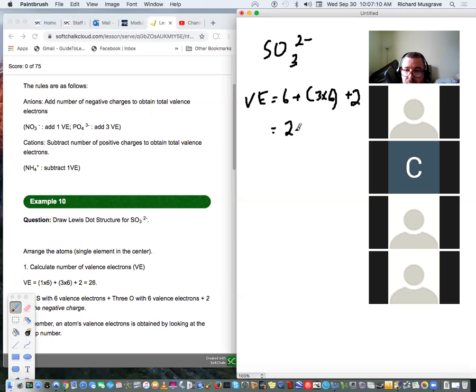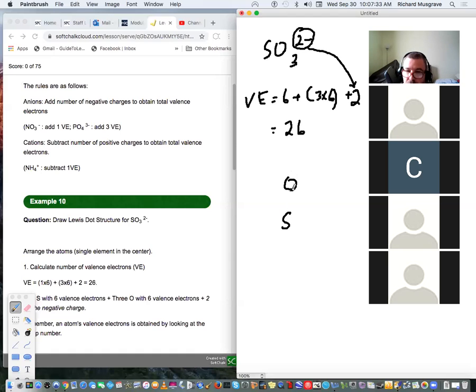Which would be a total of 26. So each of those sulfur and oxygens are in group 6. So that's where I'm getting the 6s from. There's 3 oxygens, so that's why it's 3 times 6. The plus 2 is for the 2 electrons that are resulting from the -2 charge on the SO3 2 minus.